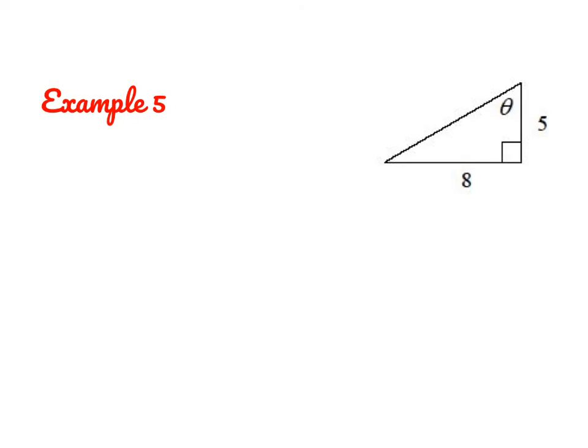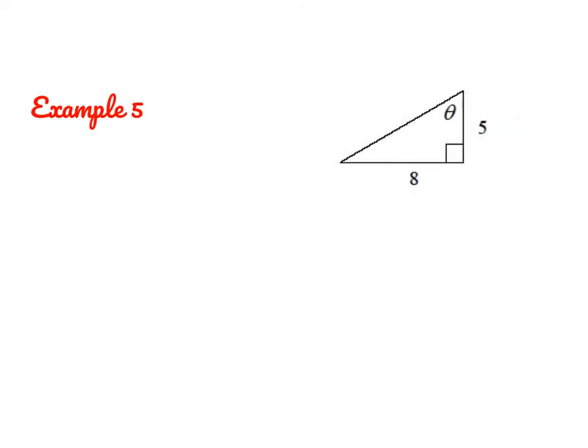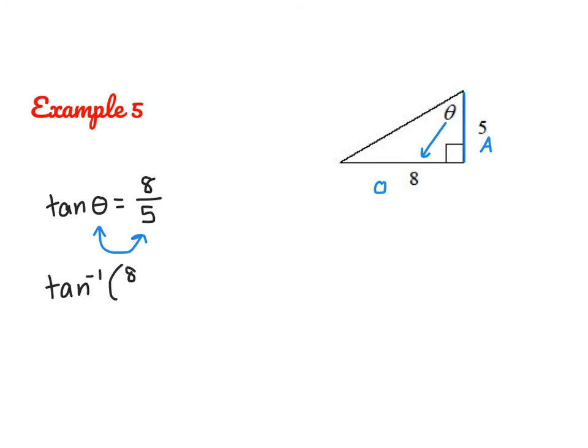Okay, let's try one more example together. So here, let's start by labeling our figure. So we're working with the theta. So this is going to be the opposite side, and this is our adjacent side. So I can see that we're going to be working with tangent. So tangent of theta is opposite, which is 8, over adjacent, which is 5. Now, since we're finding the angle, we swap the values and we use our inverse function. So arc tangent of 8 over 5 equals theta.